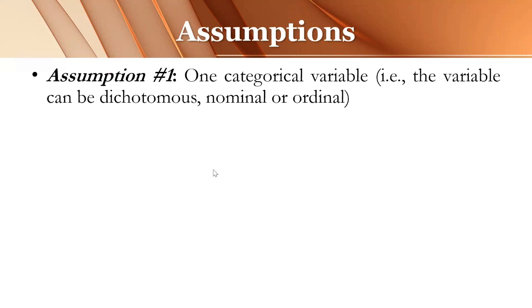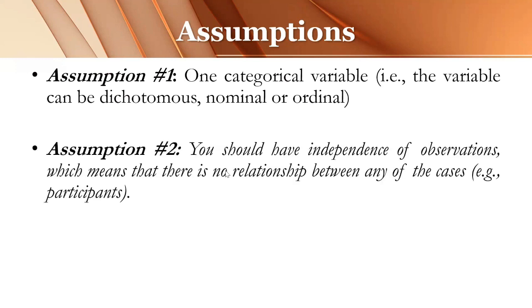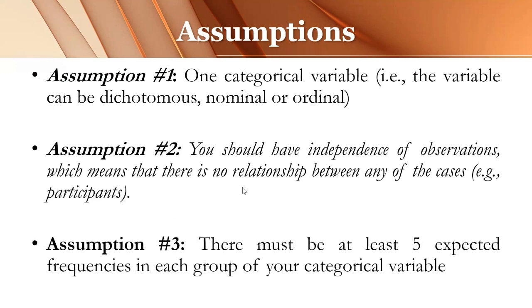Okay. Now, as a part of our data requirements, you need one categorical variable that is either nominal or ordinal. You should have independence of observations, just like the previous test. And there must be at least 5 expected frequencies in each group of your categorical variable. Meaning if you are taking any particular table, particular cell, you should have a minimum of 5 expected frequencies in each group.